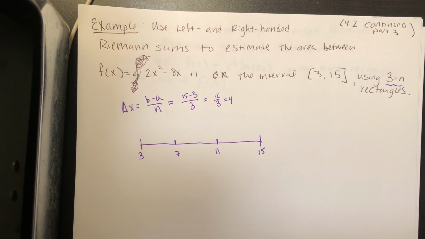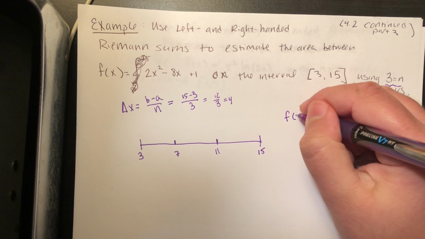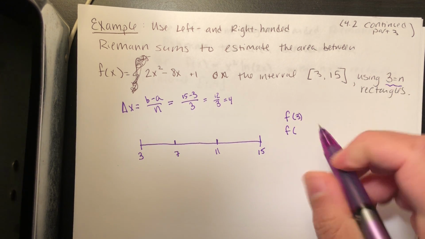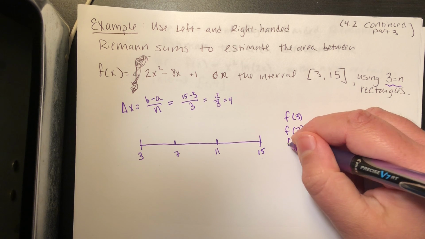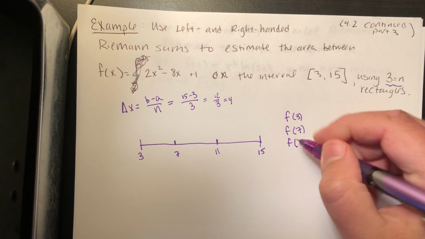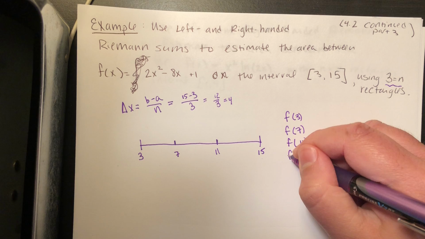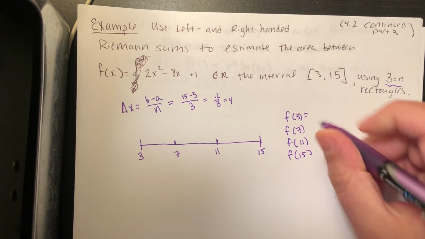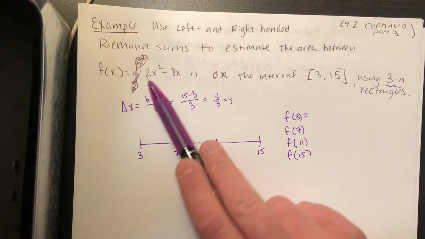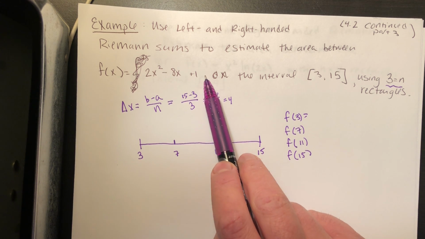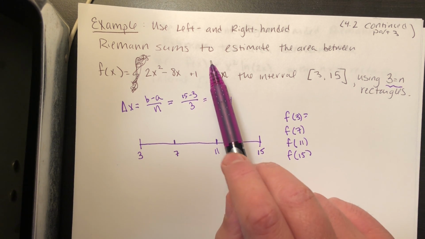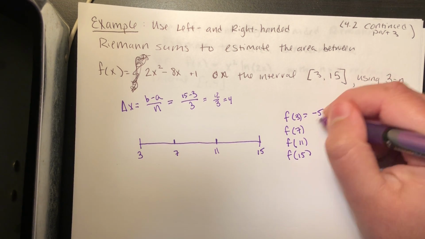Okay, now it's helpful to do a little bit of scratch work here by just finding the output of the function at each of the endpoints. I'm going to just plug each one of these endpoints into the function to figure out what the output is, because those outputs are going to tell us the height of the rectangle at each of those endpoints. So I need to plug in 3 into this original function. We'll end up with 2 times 3 squared minus 8 times 3 plus 1. You can trust me here that this is going to give you a negative 5.